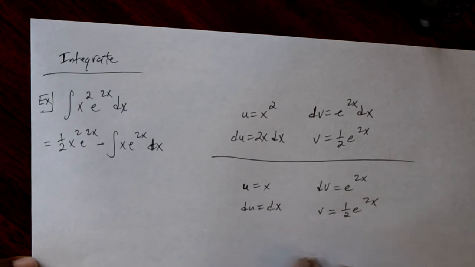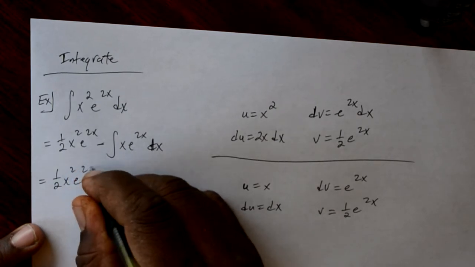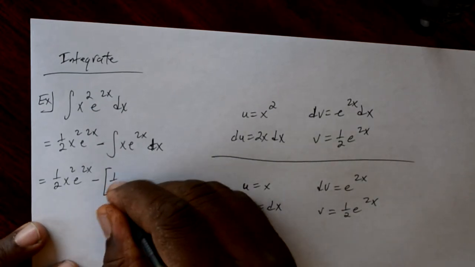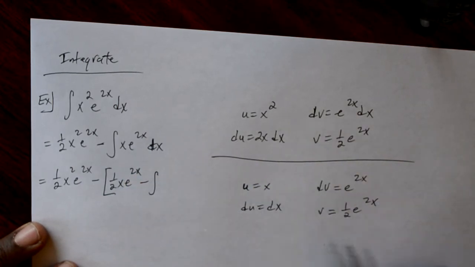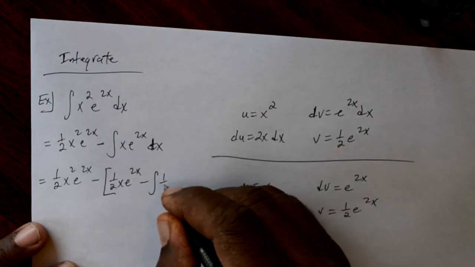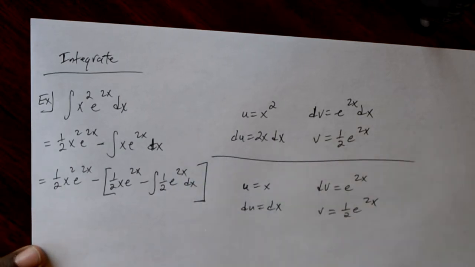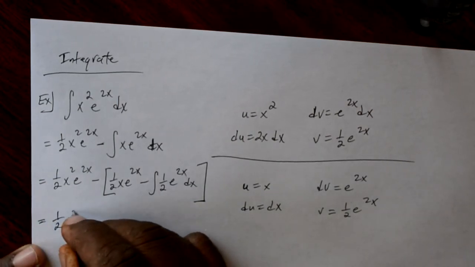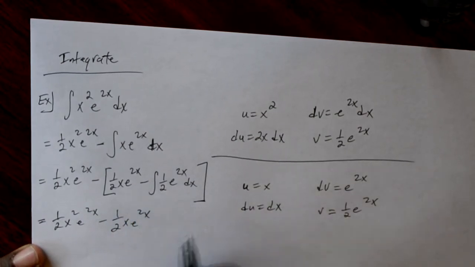So now we'll substitute into the integration by parts formula. So we have 1/2 x squared e to the 2x minus u times v. So that's 1/2 x times e to the 2x. Minus the integral of v times du. So that's 1/2 e to the 2x dx. So now I'll distribute my negative sign. And I'll pull 1/2 in front of the integral operator.